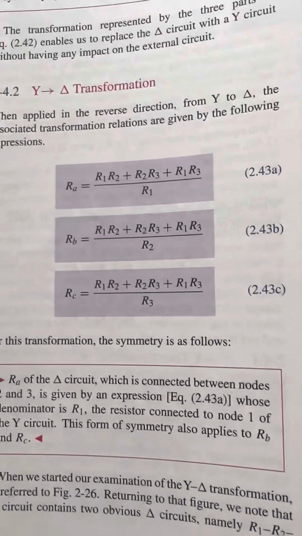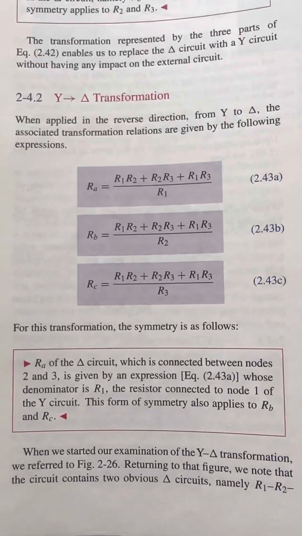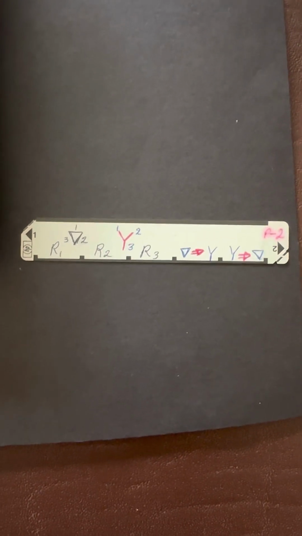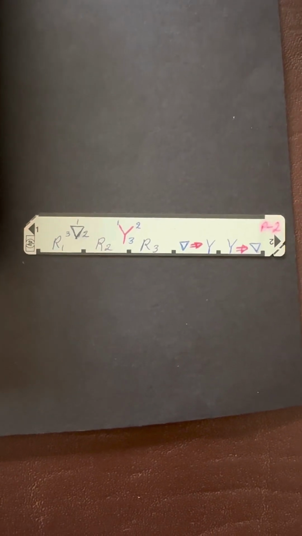Here's the Y to delta transformations that typically you learn in basic circuits. And those equations are programmed on, in this case, formulas, if you like, nothing fancy in terms of programming. And this is a magnetic card that has those formulas programmed on it. And I'm going to demonstrate this example now on this calculator.